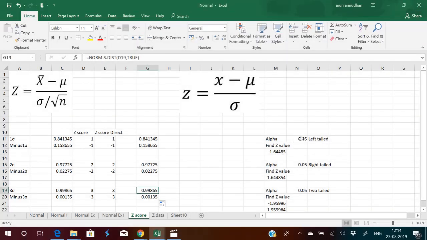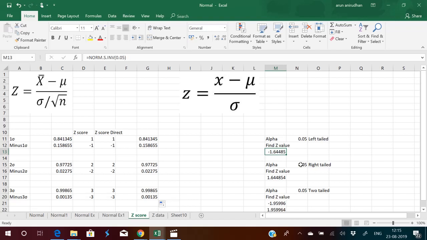So your alpha is 0.05. So you are going to find the z value. It will always be a negative value because it is to the left side. So you have to use the function norm.s.inv and give the probability as 0.05. So you got the z value as minus 1.64485.